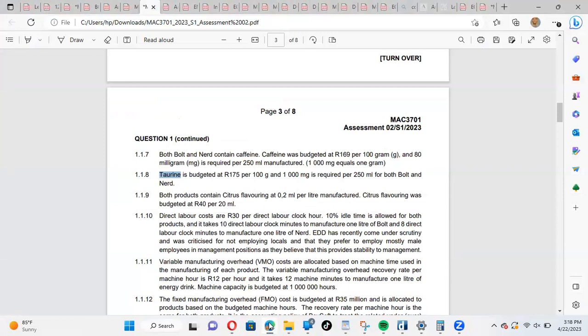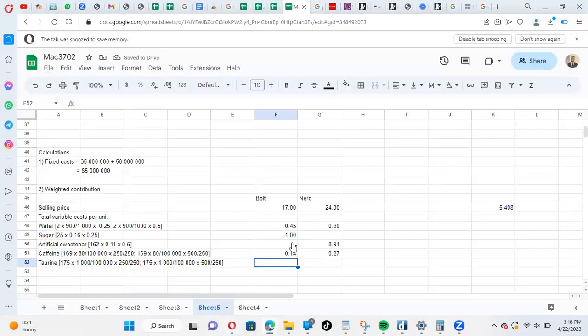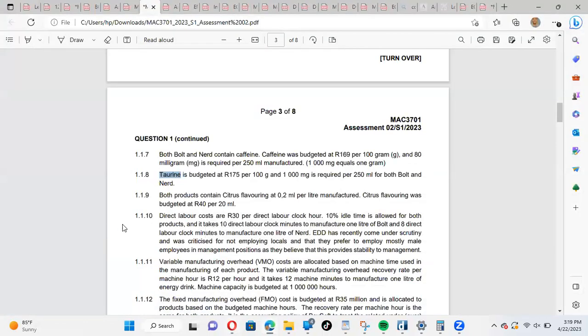Okay. So we have 1.75 if I calculated correctly. Okay, let's see if we get the same amount. So it's 175 times 1,000, over 100,000, multiplied by 1. And then we have 175 divided by 100 times 1,000 divided by 100,000 multiplied by 500 over 250. 3.5. Okay. 3.5. Perfect. So we are all on the same page.